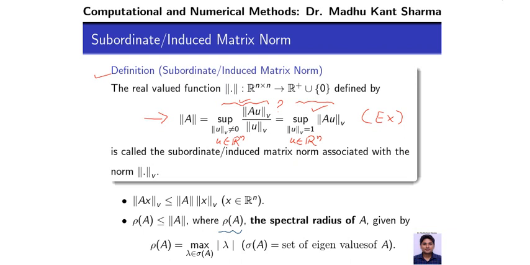The other thing is, we have also seen some of the properties of the subordinate matrix norm. The very first property we have seen is that norm of Ax is less than or equal to norm A times norm x for every x in Rn. This is true for every zero or non-zero vector, as we showed in the last lecture. Moreover, the spectral radius of the matrix A is also less than or equal to the norm of the matrix. We have also seen that this induced matrix norm is actually a submultiplicative norm.